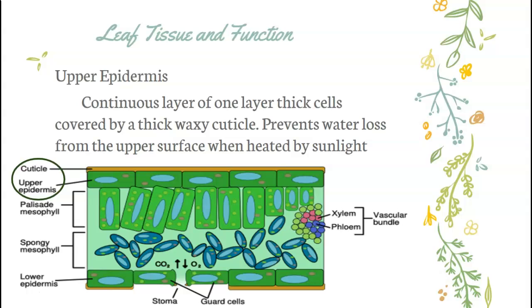So the main job here is to prevent water loss. They are typically always in the sun, so they're always getting heated by the sun's rays, but what they do is prevent excess water from leaving. That's key, right? Plants need water. If they don't have water, they get dehydrated. If they get dehydrated, they die.